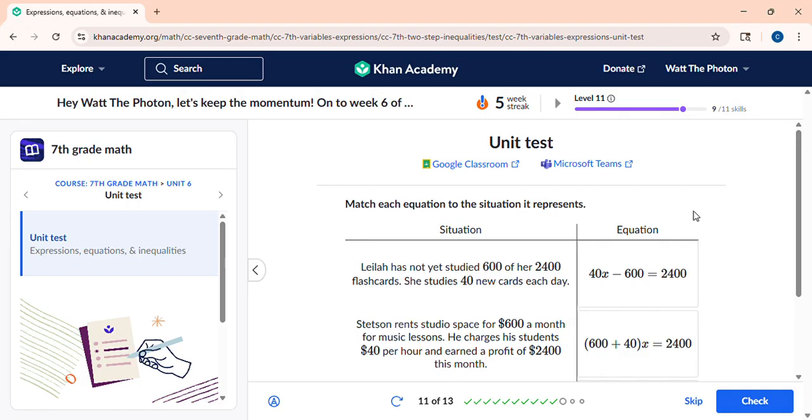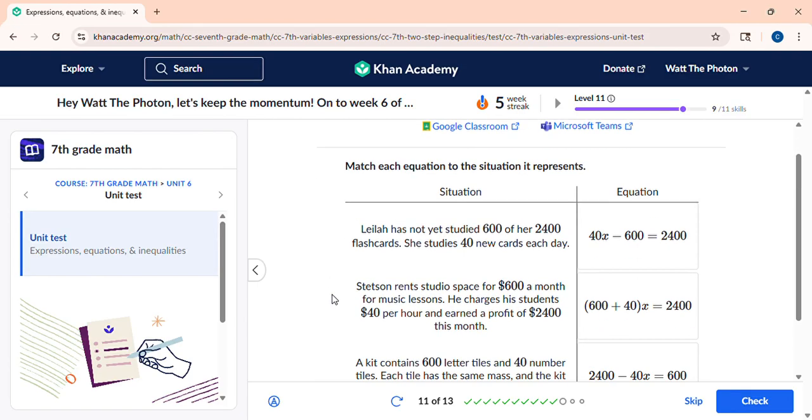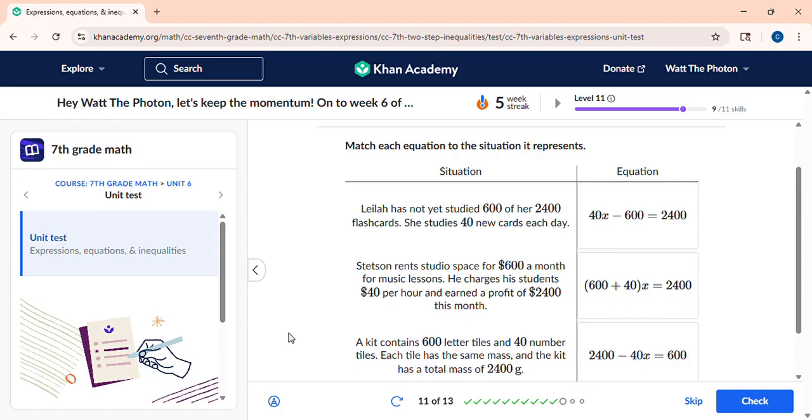Leah has not yet studied 60 for 2,400 flashcards. She studies 40 new flashcards each day. Sam needs to rent studio space for $600 a month for music lessons. He charges his students $4 per hour and earns a profit of $2,400 this month. A kit contains 600 letter tiles of 40 number tiles. Each tile has the same mass and kit.